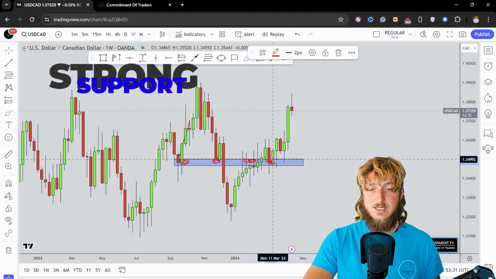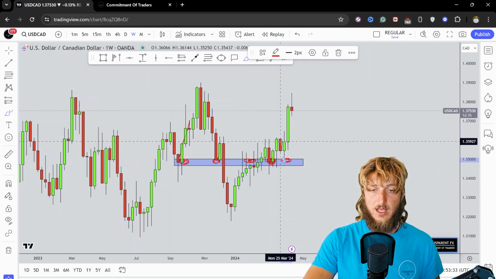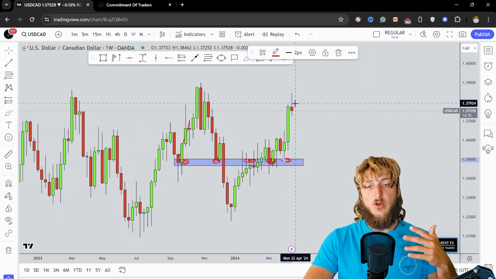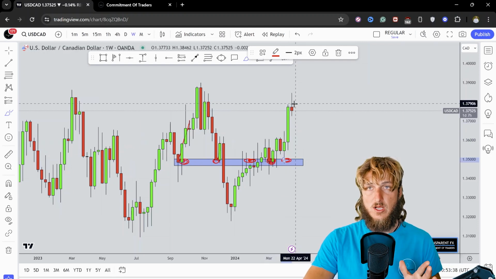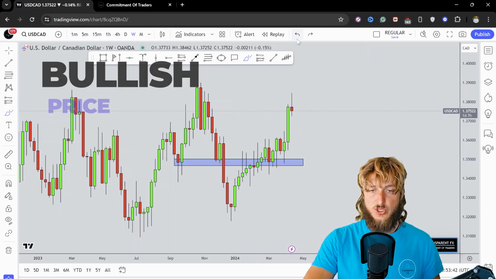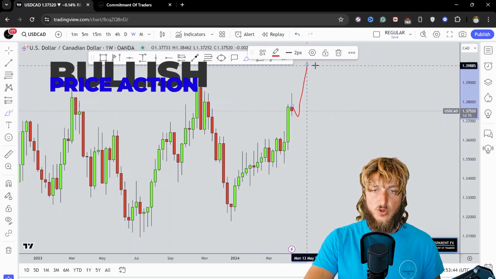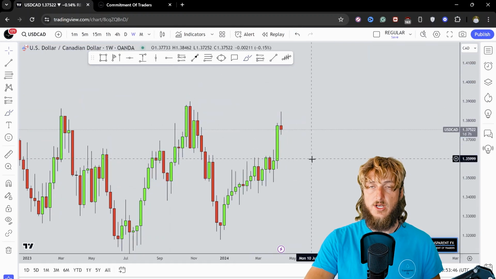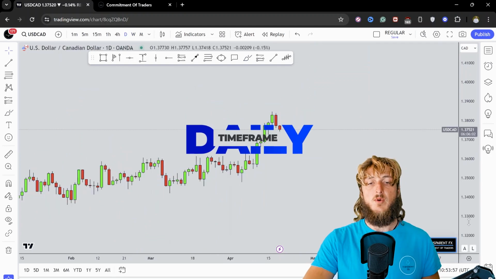So the level once again started acting as support here, again here, with the market testing it and rejecting it to the upside quite aggressively. So from a weekly standpoint, everything seems quite bullish as well, and we could expect to see more potential bullish continuation. Now, dropping down on the daily time frame, what do we have?